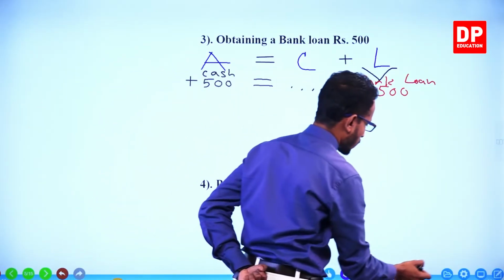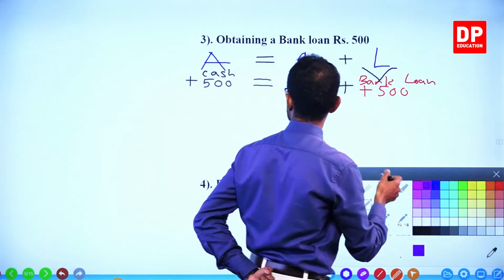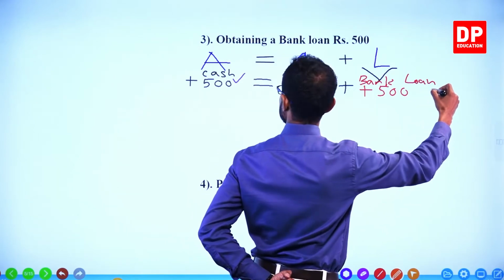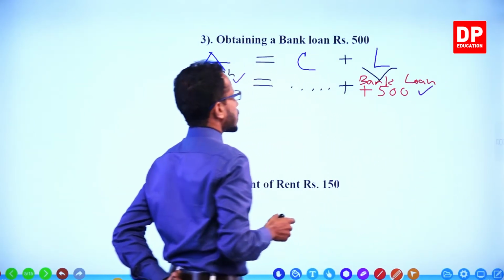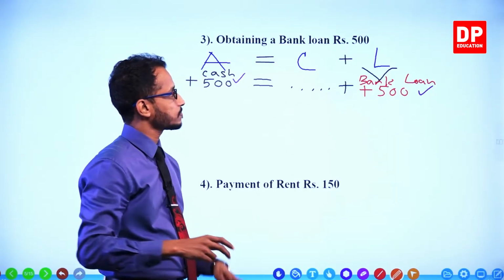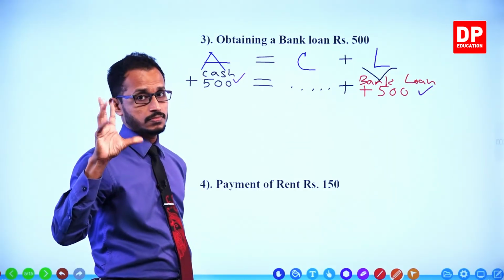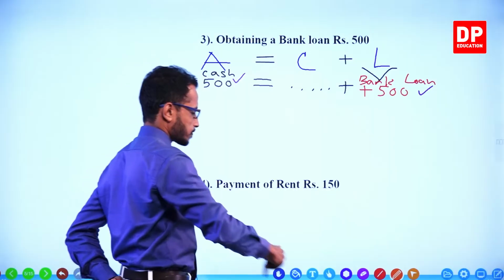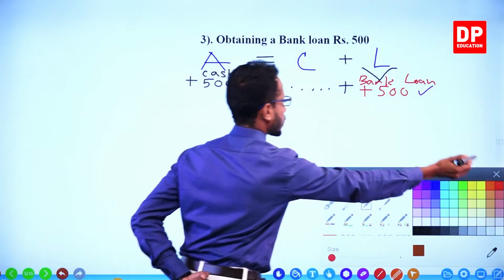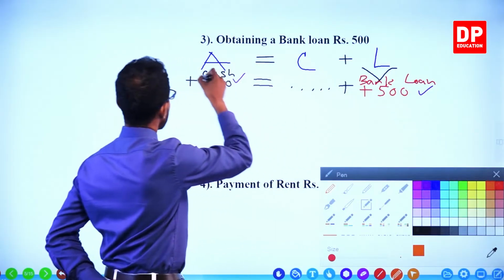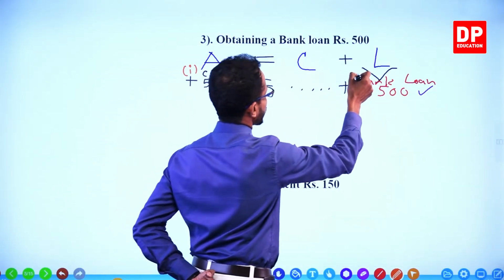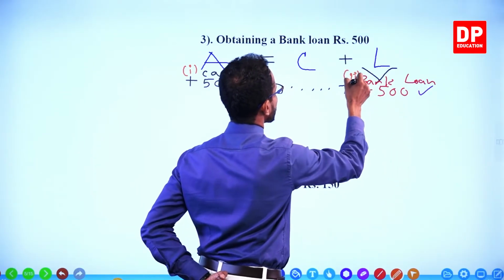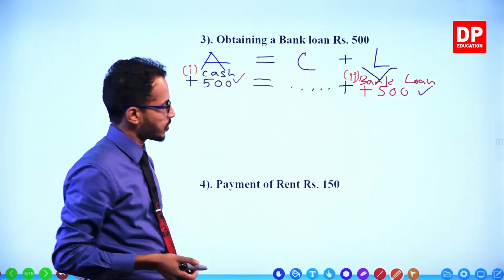Okay, the two effects. Do we have two effects? Of course we have two effects. We have cash increasing, so assets increasing, and liabilities increasing. Two effects. Dual impact and the double entry. First entry, second entry. Double entry.